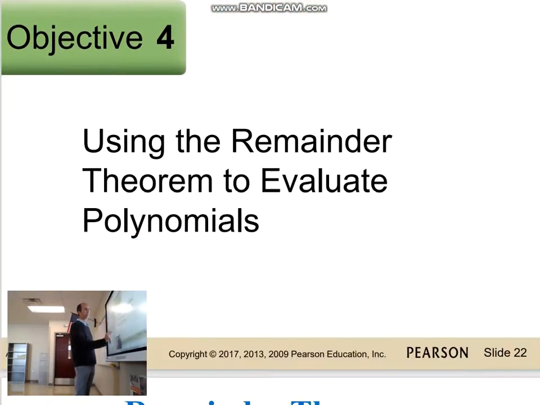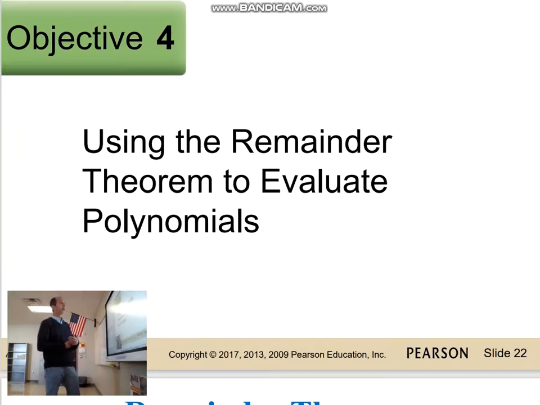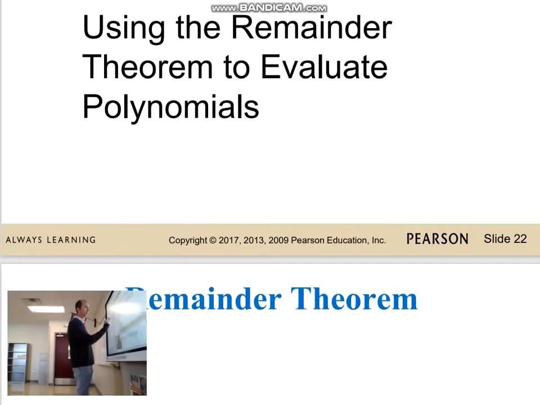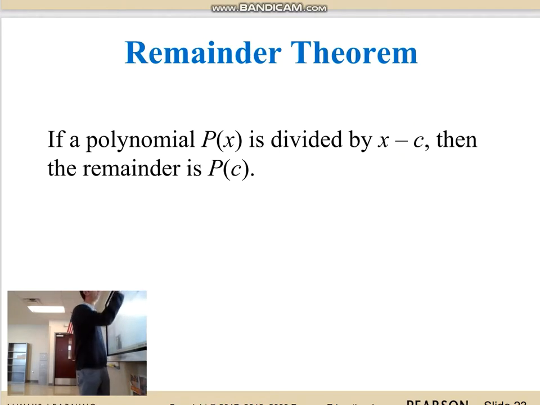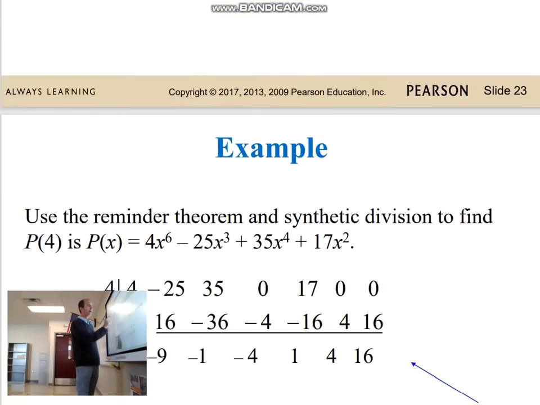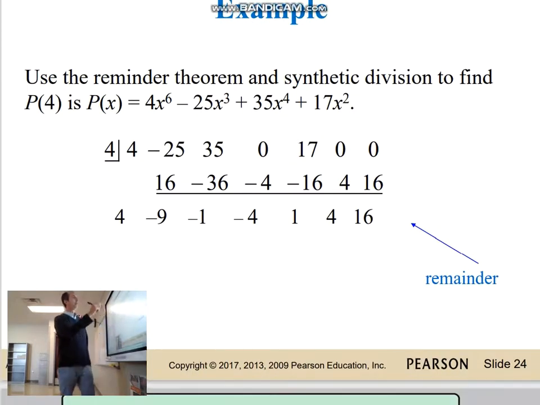Now, next objective, using the remainder theorem to evaluate polynomials. Check this. If a polynomial P of x is divided by, again, x minus c, we need to have this form, x minus c, then the remainder is P of c. We make x equal c, plug it into the polynomial, and we're going to find the remainder. Check this out. Use the remainder theorem and synthetic division to find P of 4 of the polynomial.